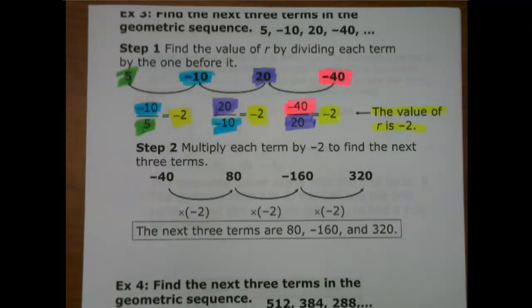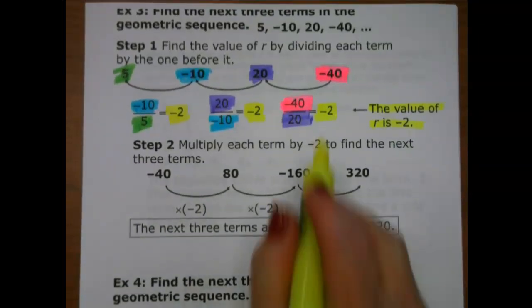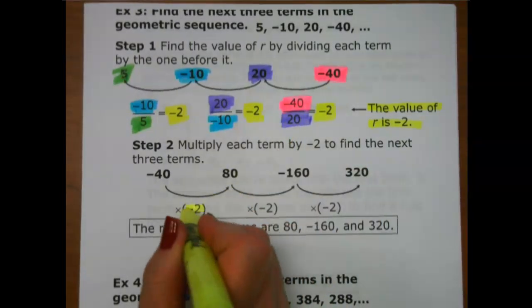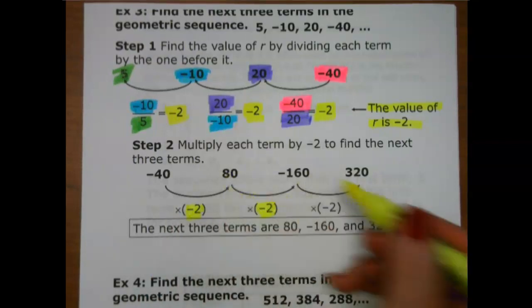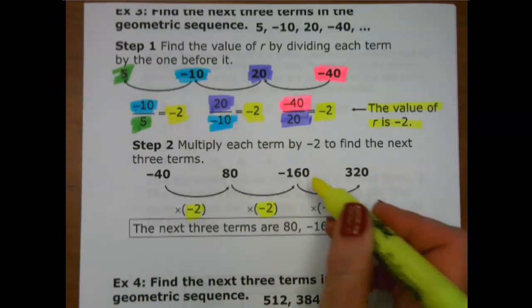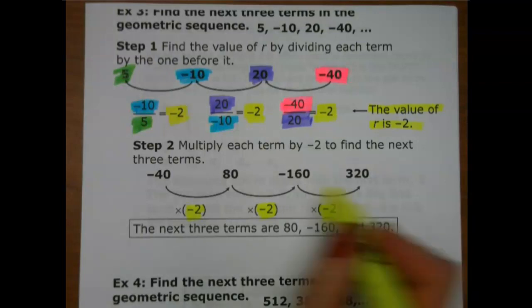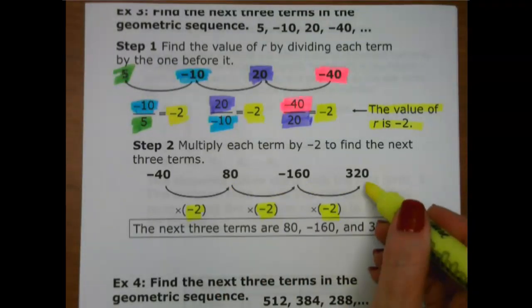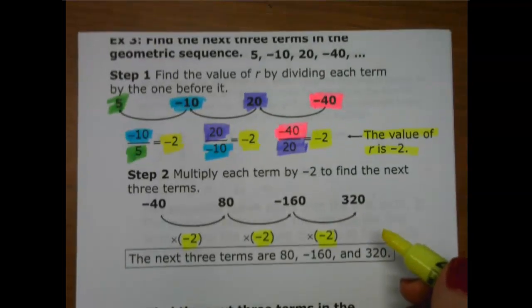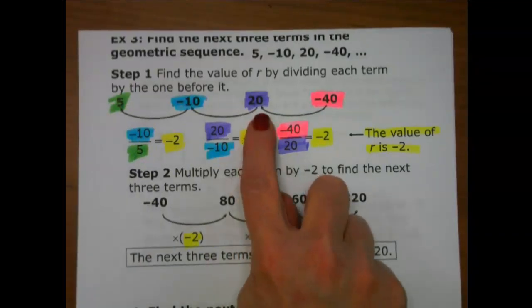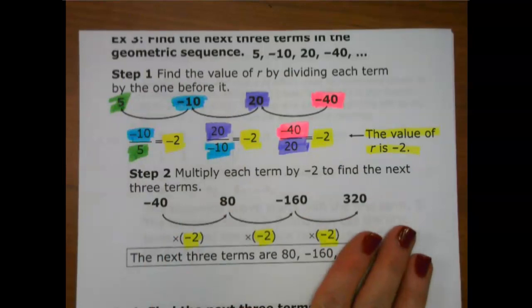So to find the next three terms, we're just going to multiply by negative 2. So negative 40 times negative 2 gives me positive 80. All I did was multiply by my R value. Positive 80 times negative 2 gives me negative 160. Negative 160 times negative 2 gives me positive 320. So the next three terms are 80, negative 160, and 320. So this is geometric sequences. When you're given the specific numbers and they just want to know the next three numbers or the next number or the next 5 numbers, this is how you would find it.